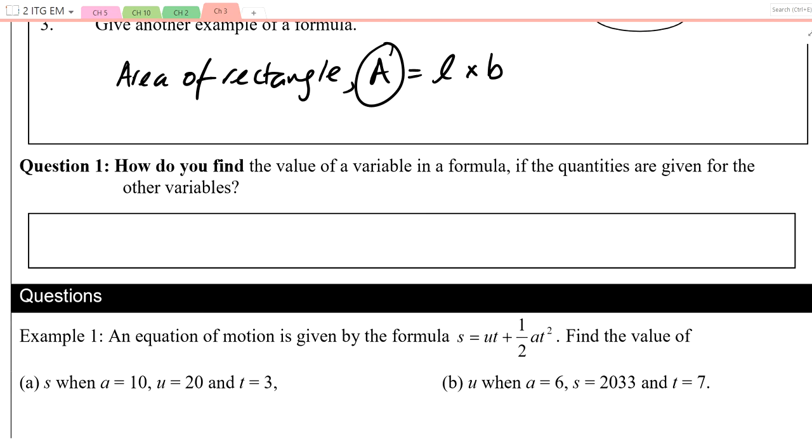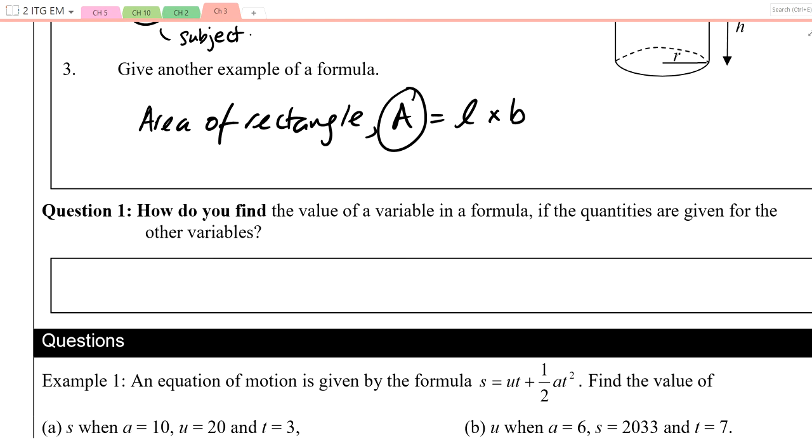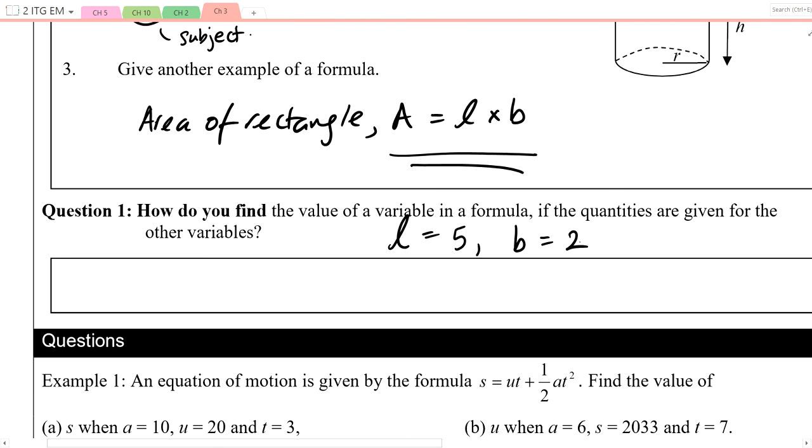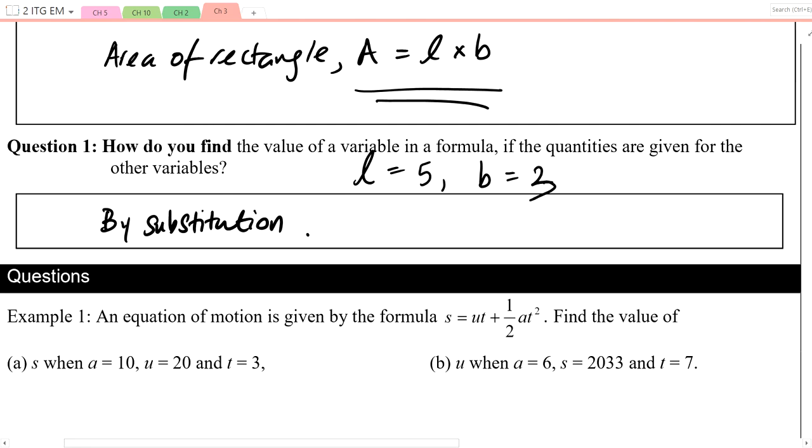So how do we find the value of a variable in a formula if the quantities are given for the other variables? For example, if you're told to find the area of a rectangle and you are given, for example, L equals 5 and B equals 3. So how do we find the value of A? We will use substitution. All we need to do is to substitute L with 5. We substitute B with 3 to find that area equals 15.